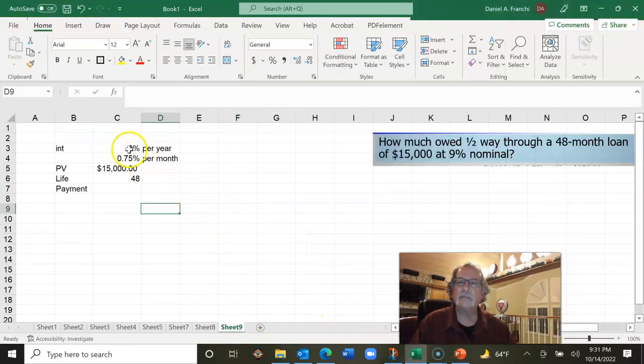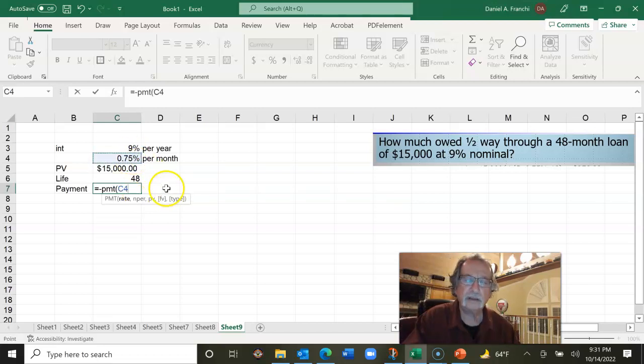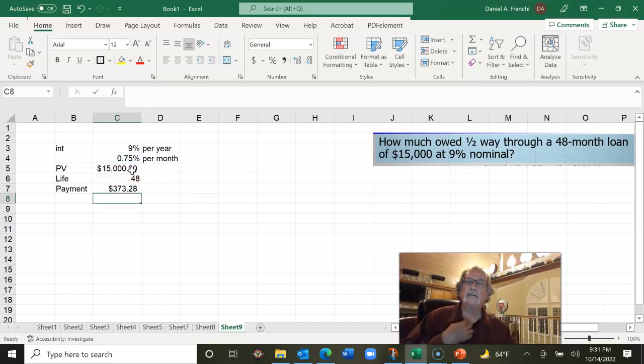So we have a 9% per year loan, implied monthly, that's 0.75% per month. We're borrowing $15,000. Life of the loan is 48 months. Using the payment function, your monthly payment is going to be 0.75% per month, 48 months, borrowing $15,000: $373.28. Okay, now at the end of 24 months, you will have made 24 payments of $373 and change.